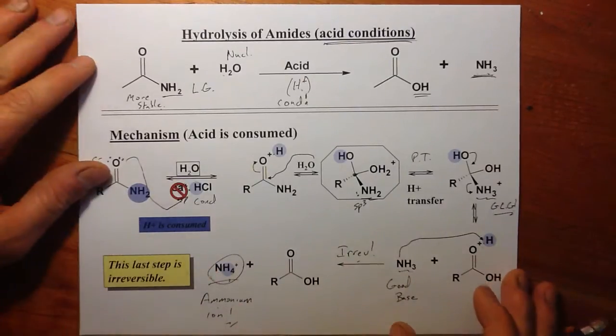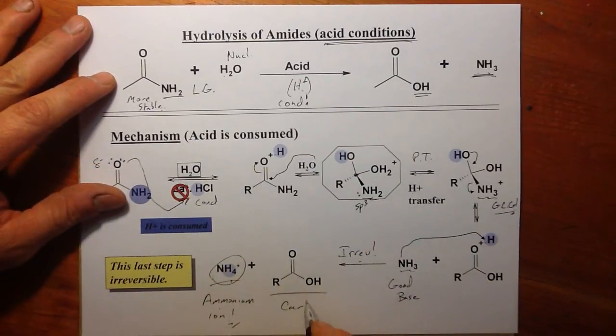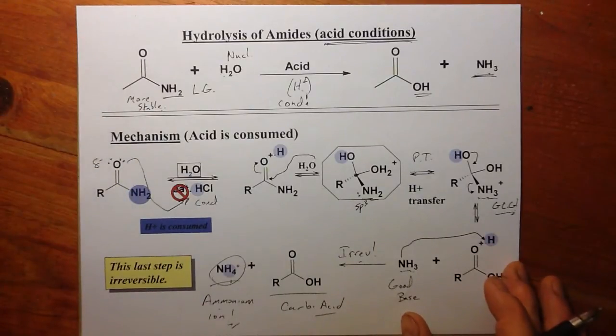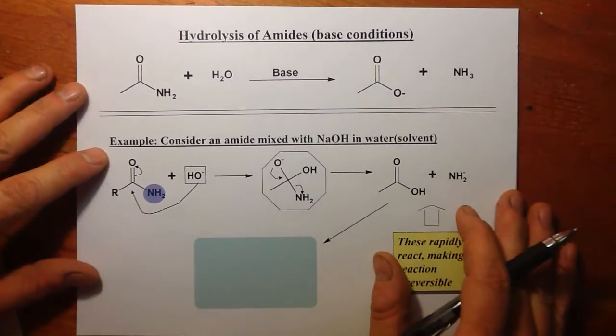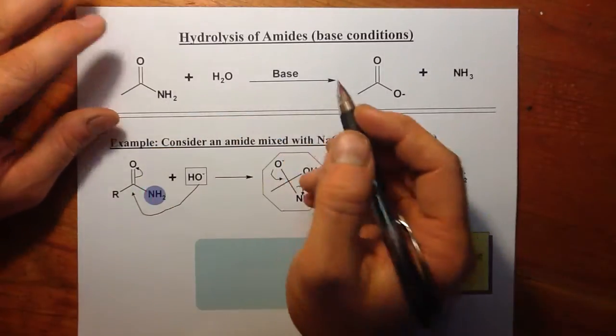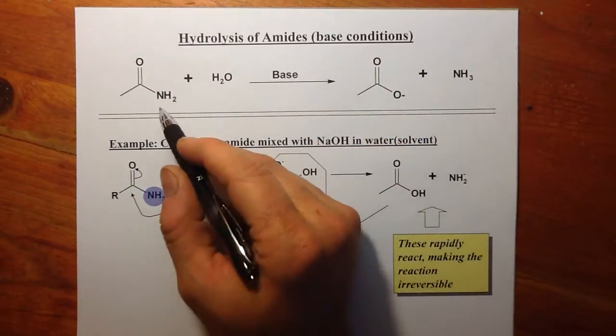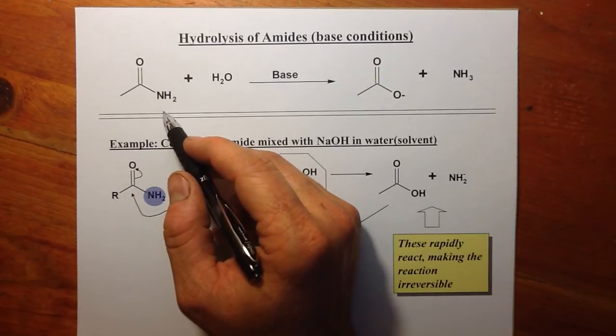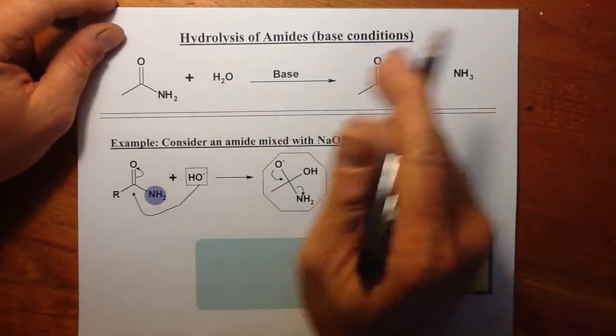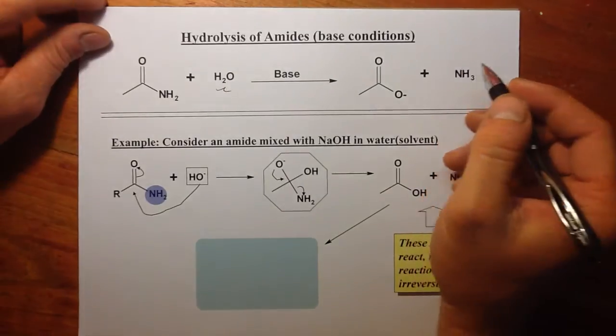So that's the mechanism for formation of carboxylic acid in the acid hydrolysis of amides. Now let's look at base, and we'll be done. Base runs on a little bit different principle. It's not that we have a basic nitrogen we're going to pick on, but we have the chance to make the carboxylate anion because we're in aqueous conditions.